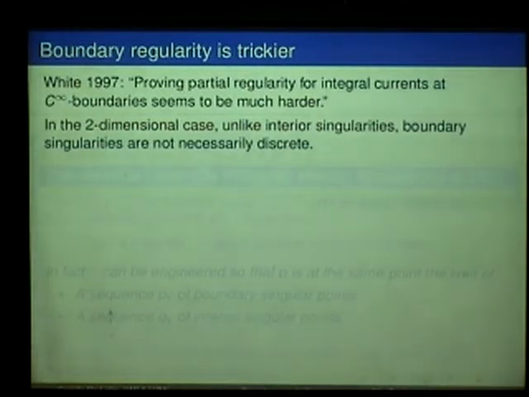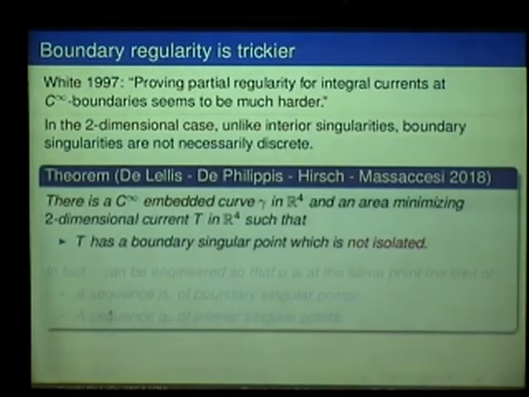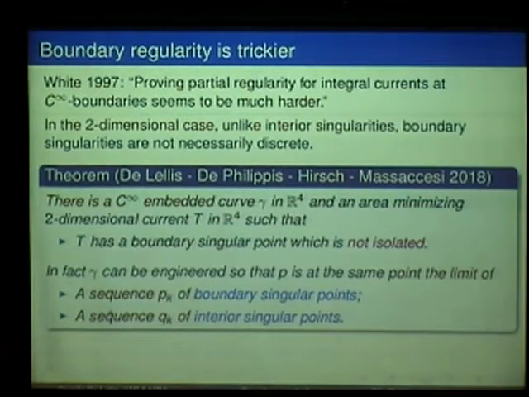Now we have an example which says that this is false at the boundary. So there is a C infinity embedded curve gamma in R4, and an area minimizing 2-dimensional current T in R4, such that T has a boundary singular point which is not isolated. So, in particular, we can actually make this example so that the boundary singular point is approached at the same time by a sequence of interior singularities and by a sequence of boundary singularities. So this means even the interior singularities, you cannot claim they are finitely many. So they can be countably many, they can be infinite, and they must then accumulate, of course, to the boundary according to what you know from Chang's theory.